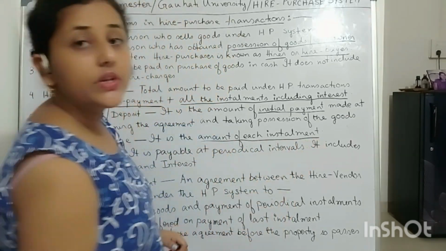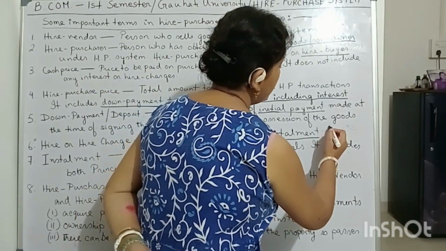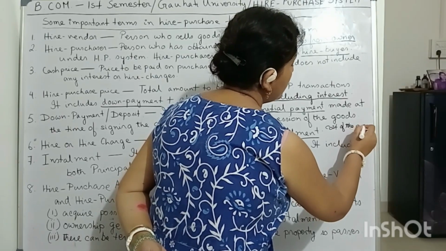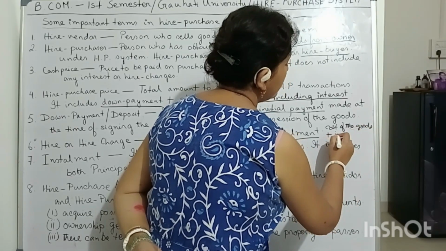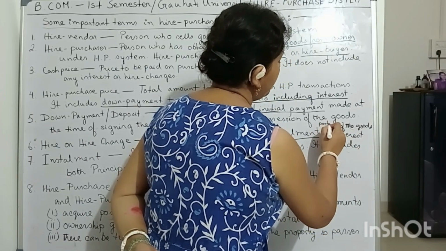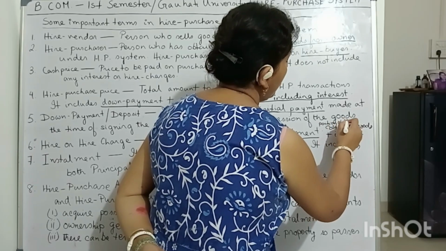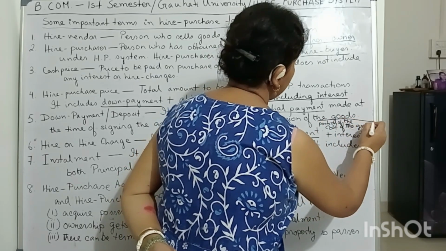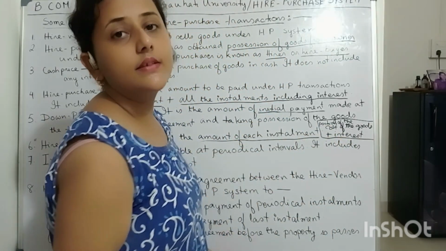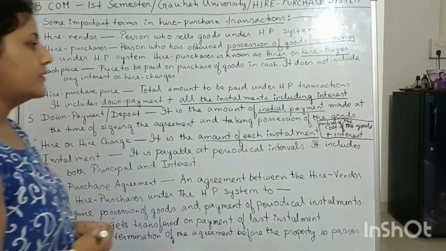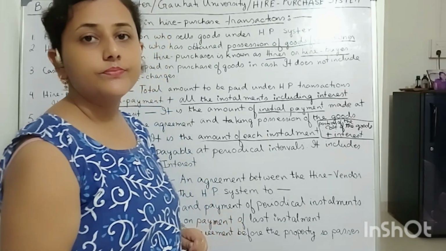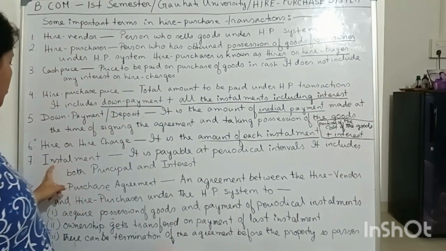Each installment will include a portion of the cost of the goods plus interest. So that is what the amount of each installment includes. Got it? Then you see what is an installment.